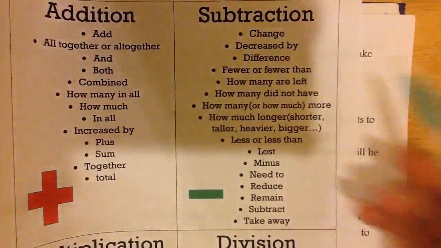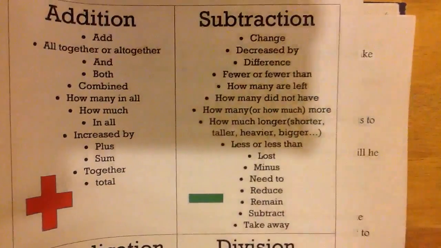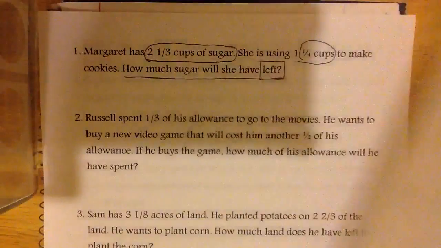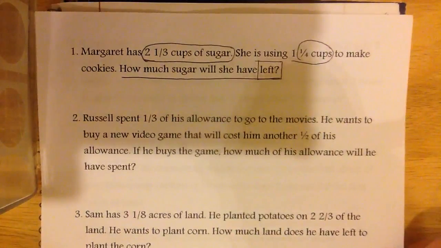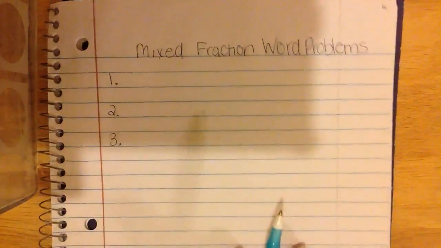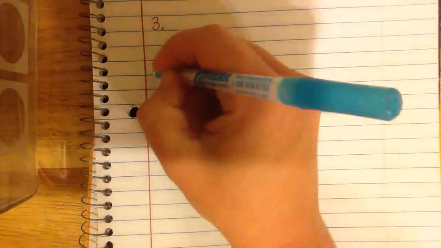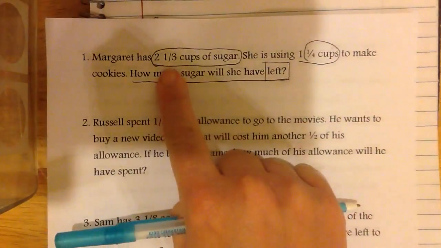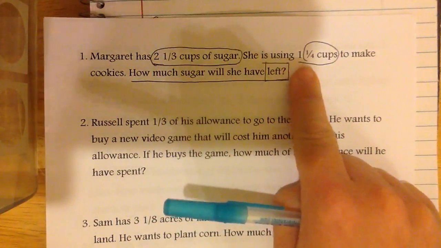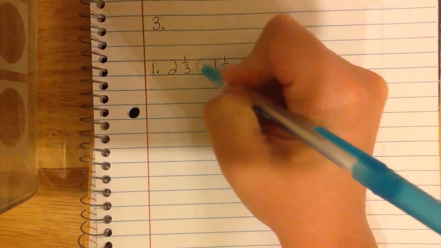If I look over at my paper that tells me my clues, here's my clue: how many are left? So I know left tells me that I'm going to subtract. So for number 1, that problem was going to be 2 1/3 minus 1 1/4. That was the operation that I was going to use.